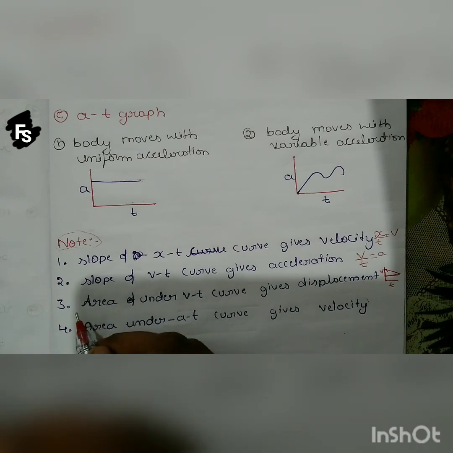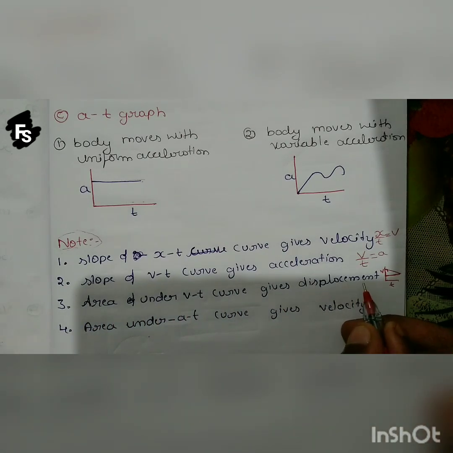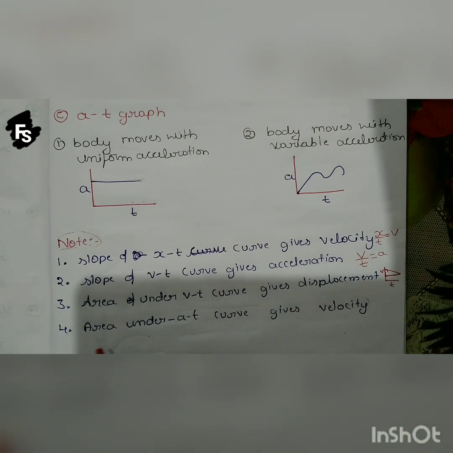Then third point, area under vt curve gives displacement. See from this graph, this is v, this is t. This triangle area will give the displacement. Area under velocity time graph gives displacement. Let's move on to the fourth point. Area under AT curve gives velocity. If a, acceleration, is there, then the area under the AT curve will give the velocity. So I hope you have understood this chapter.